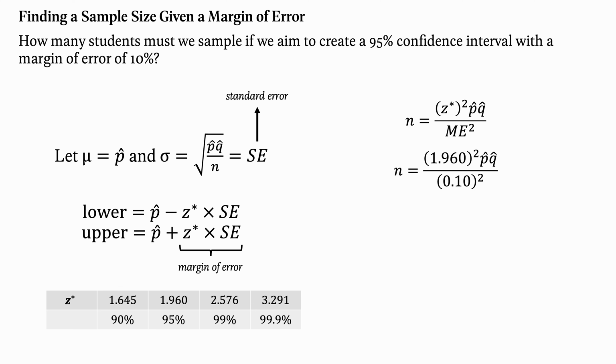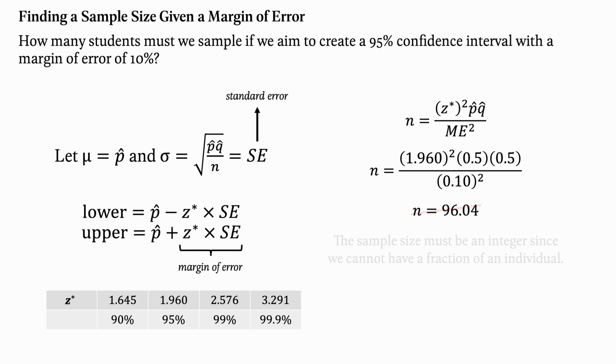Filling in our values for z-critical as well as the margin of error are pretty straightforward, but in this scenario we don't have access to a sample proportion p hat yet. What we do instead is we fill in a sample proportion of 50%, which represents the most conservative estimate. This produces a sample size of 96.04.